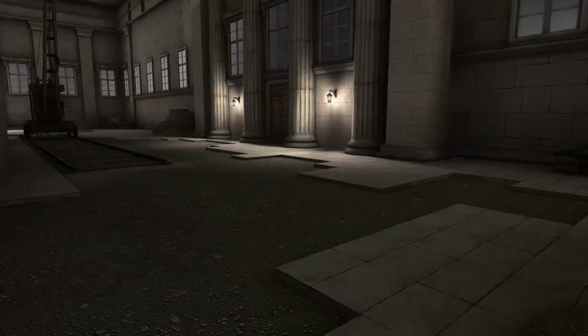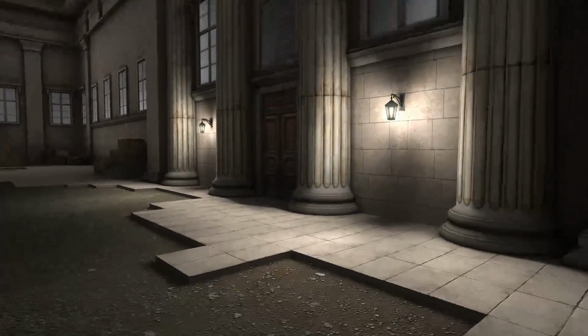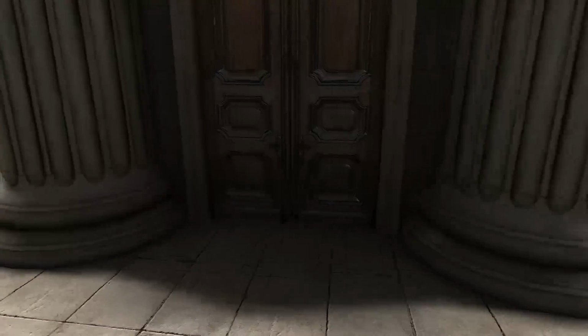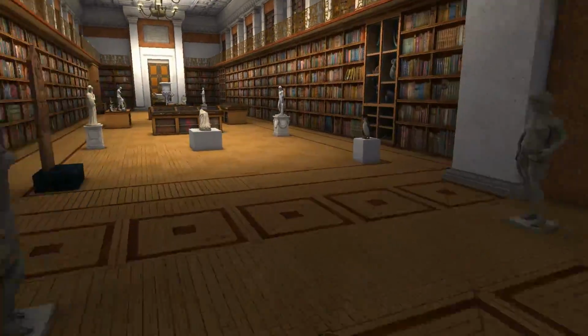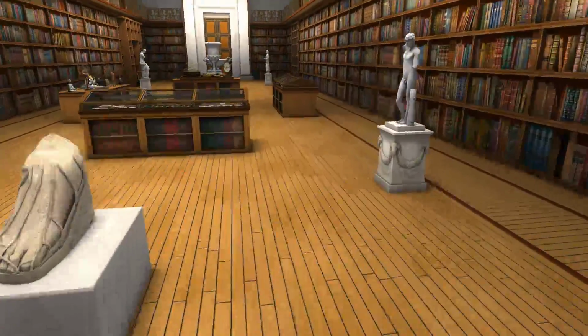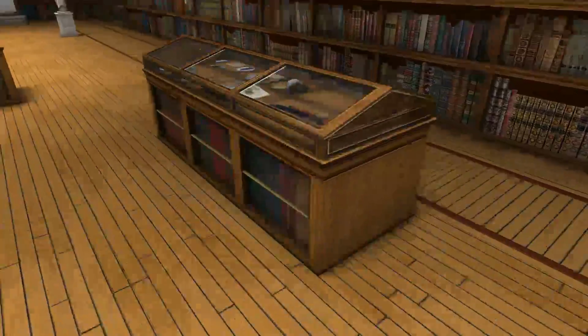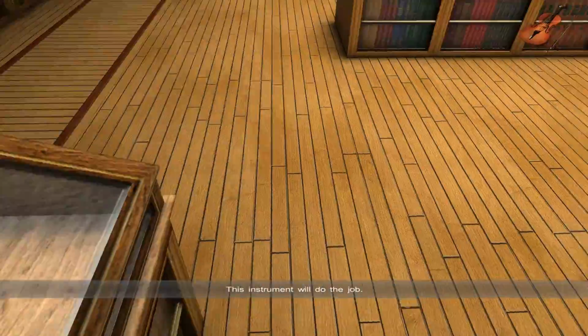In the same way that Arsene Lupin borrowed the Rosetta Stone and 6 Ravens and the Fighting Temeraire. Well done, Holmes. You've managed to save all of them so far. Really. Yoink. This instrument will do the job.